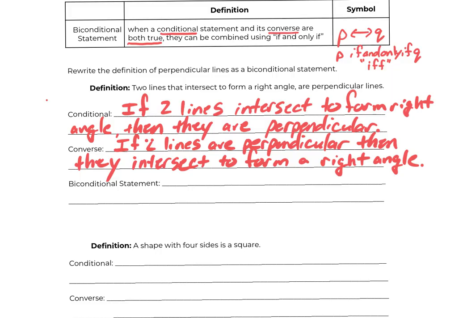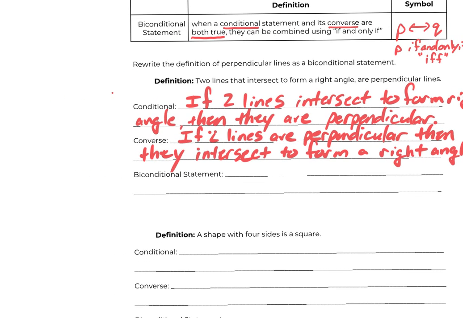Okay, and we talked a little bit yesterday about perpendicular lines. If two lines intersect to form a right angle, then we said yesterday that they are perpendicular, right? That is the definition. So typically, if you have a definition, it can be rewritten both ways, okay?